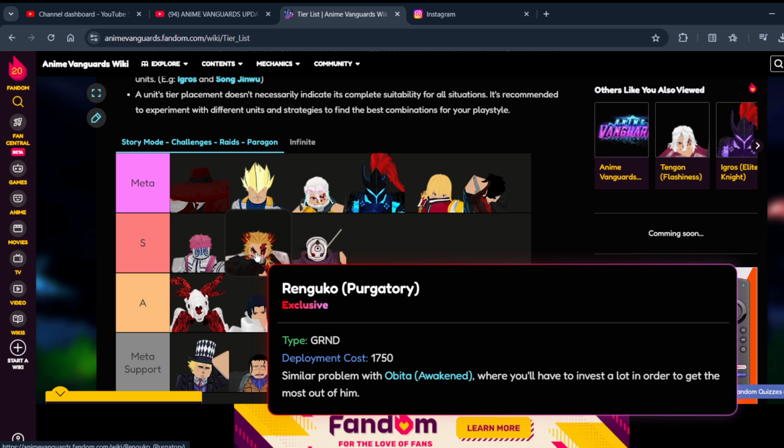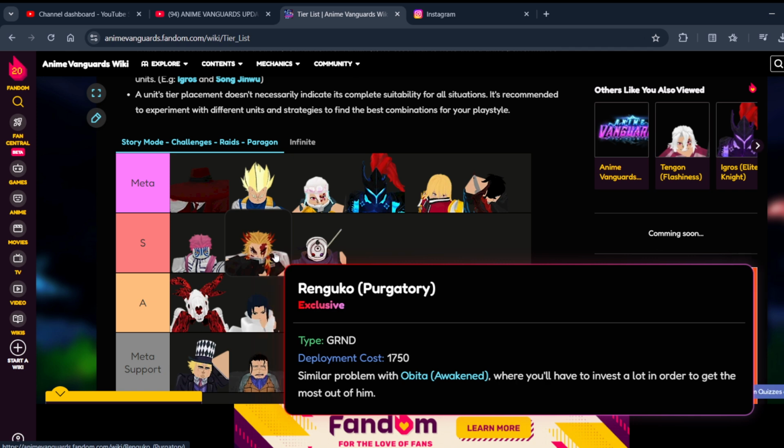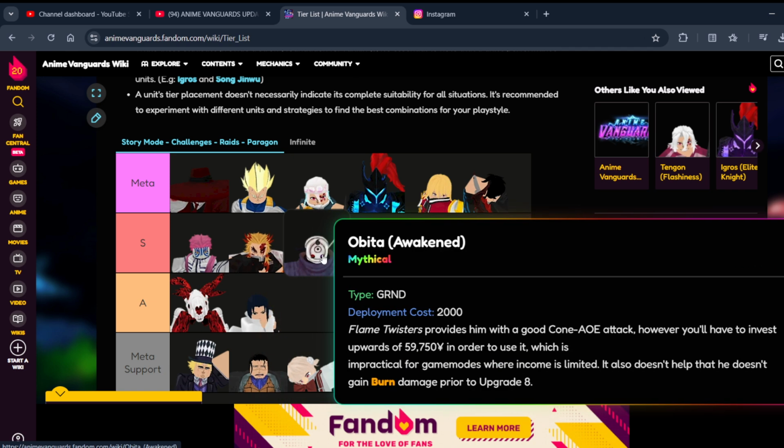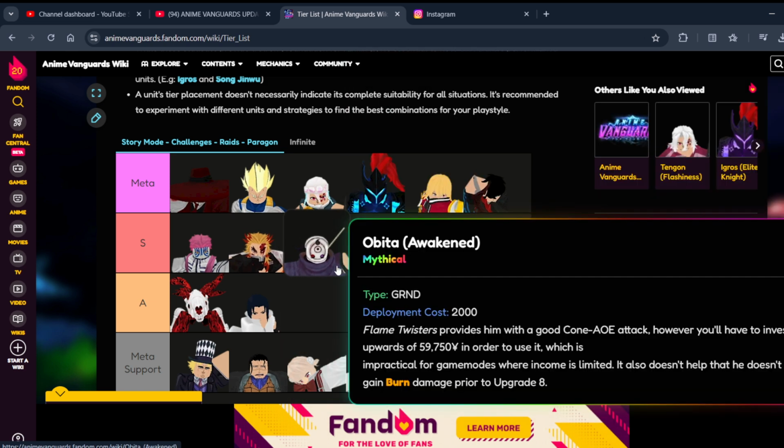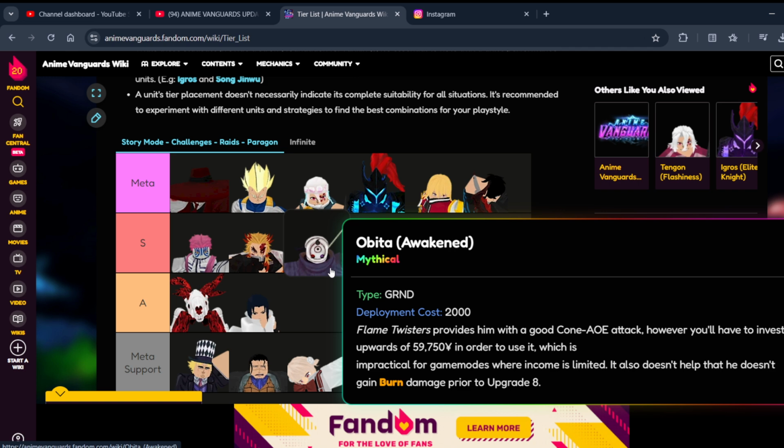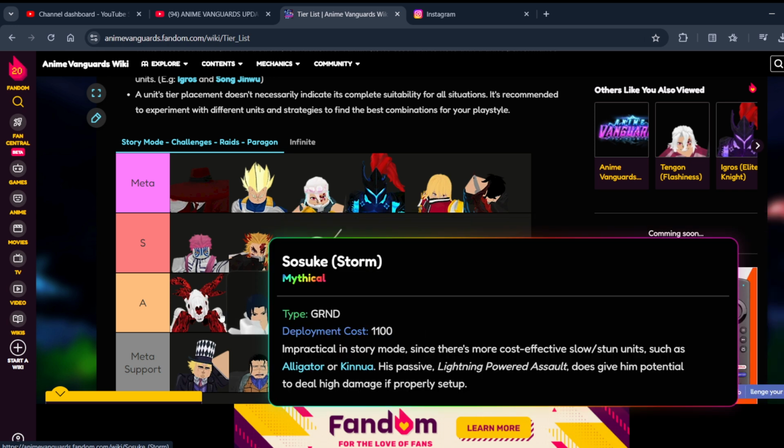A similar problem with the Obito, where you will have to invest a lot in order to get the most out of him. And the third one is Obito of Ekin, and the Flame Twister provides him with a good AoE attack. However, you will have to invest upward of 59.75 yen in order to use it.